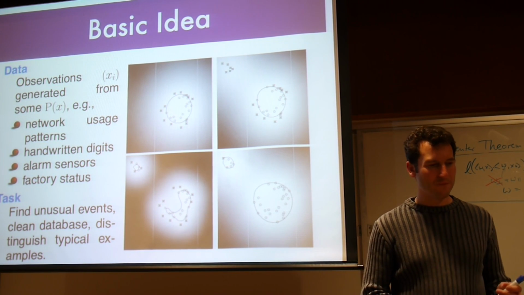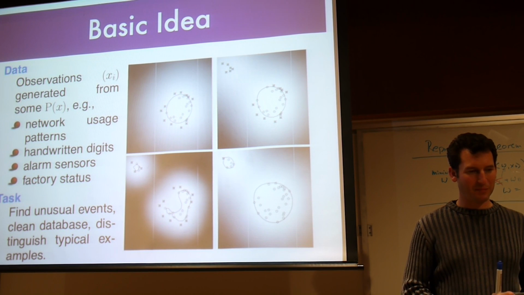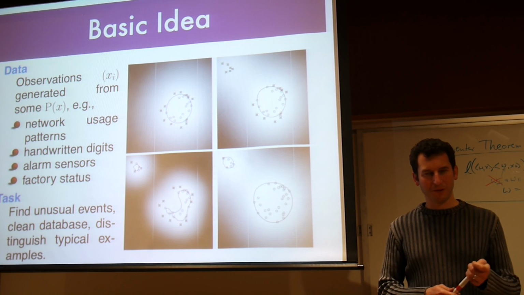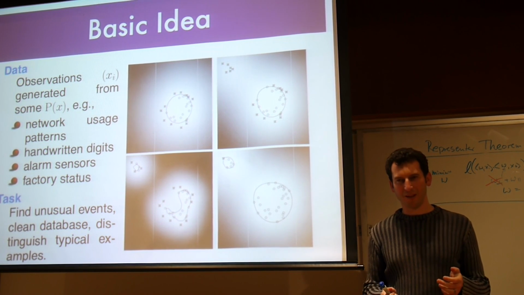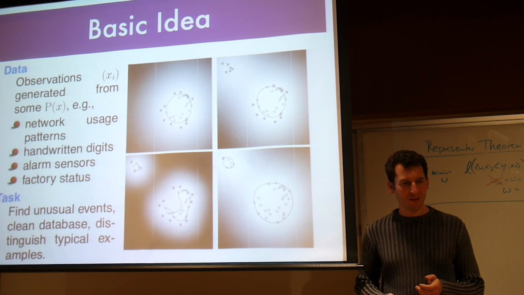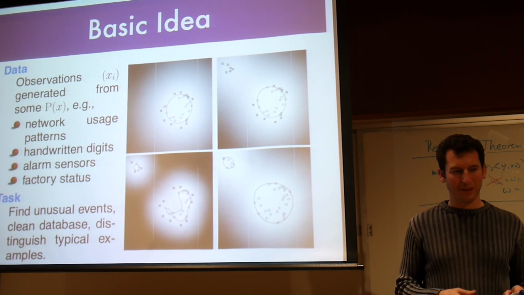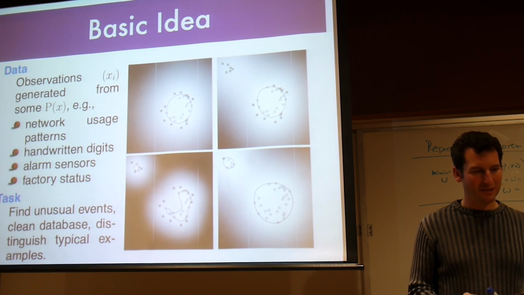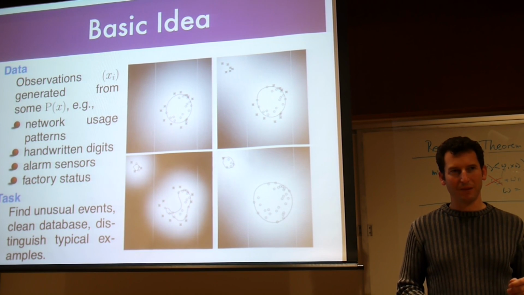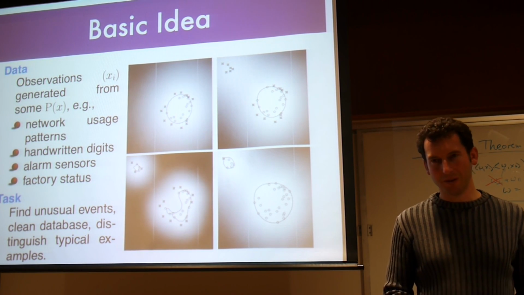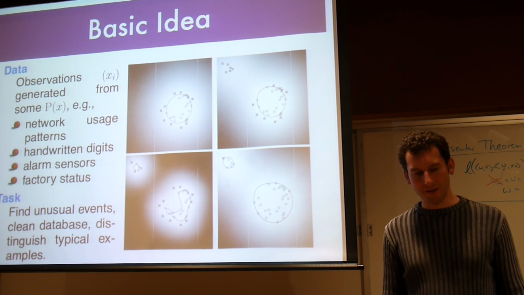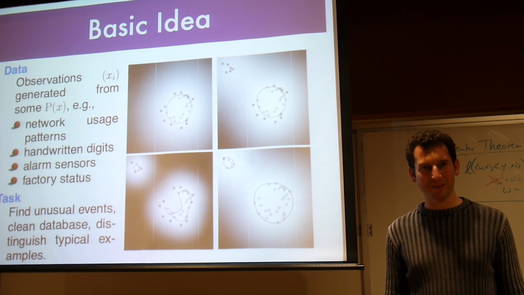What's the basic idea? I have some observations x_i that may be generated from some distribution, like, for instance, network usage or handwritten digits, alarm sensors, how my factory is doing, how my server center is doing. What I really want to be able to do is find unusual events, or clean my database, or find out which instances are really typical. If I have a customer-facing product on the web, I want to find out when maybe somebody's trying to run a denial of service attack or just do something else that's very strange.